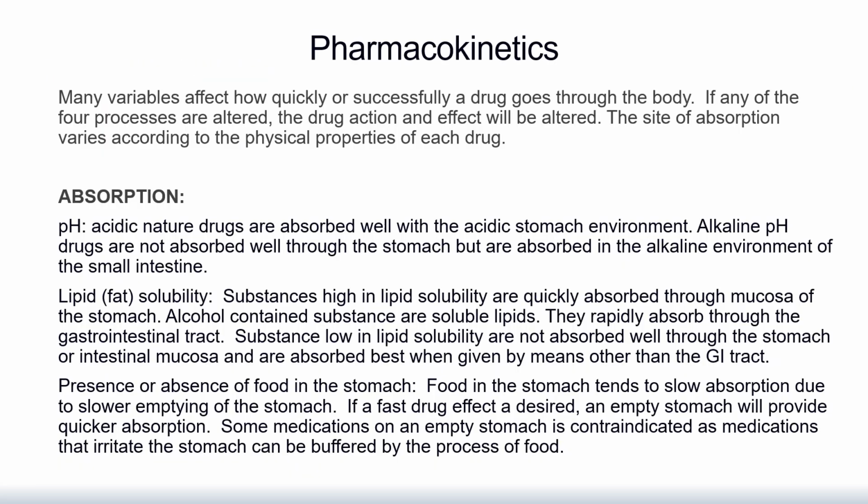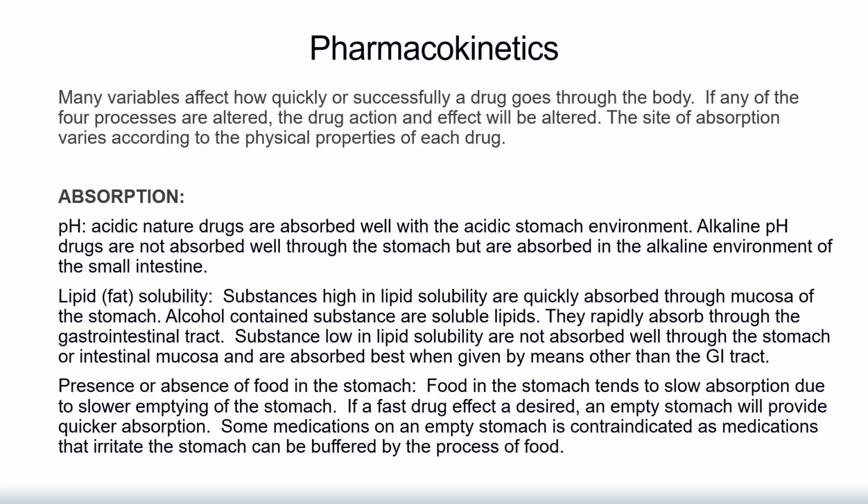There are many variables that affect how quickly or successfully a drug goes through the body. If any of the 4 processes are altered, then the drug action and effect will be altered. So the site of absorption also varies according to the physical properties of each drug.